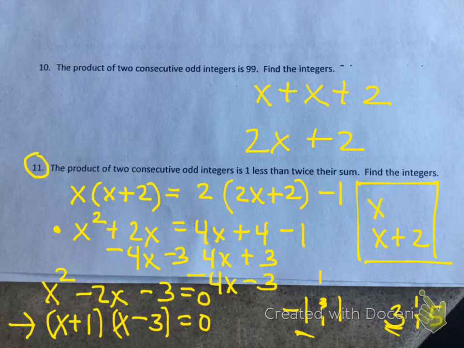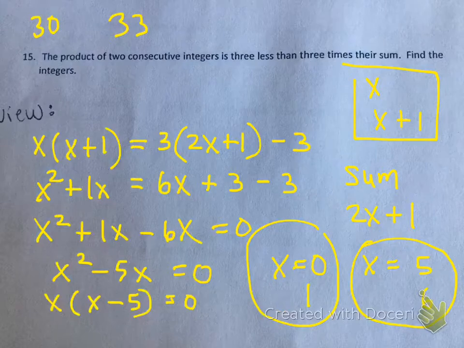Then I work it all out, move it all over, I factor, I get negative 1. If I plug negative 1 in for x, I get negative 1, and negative 1 plus 2 is 1. And I get positive 3. 3 plus 2 is 5. Those are the answers.